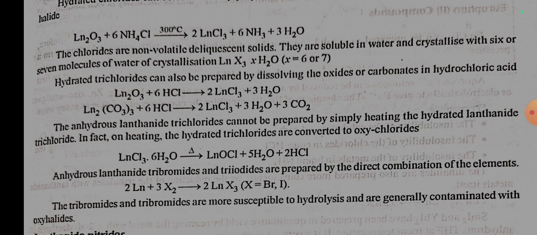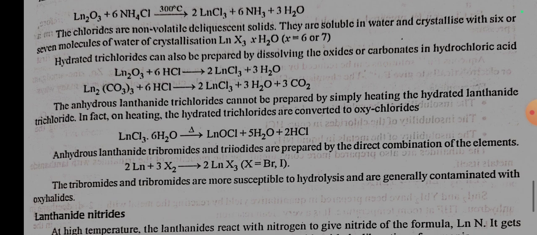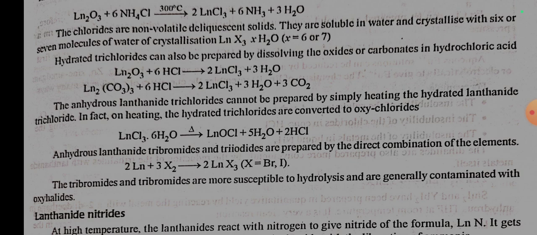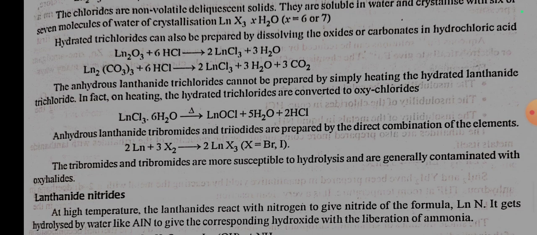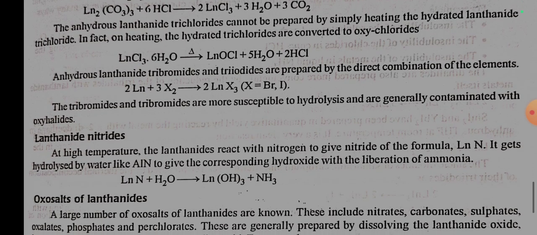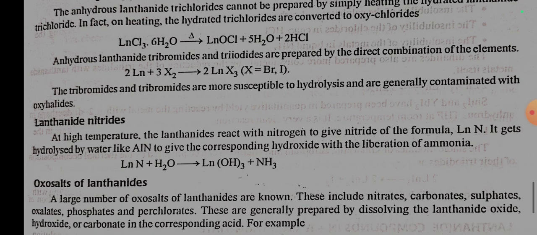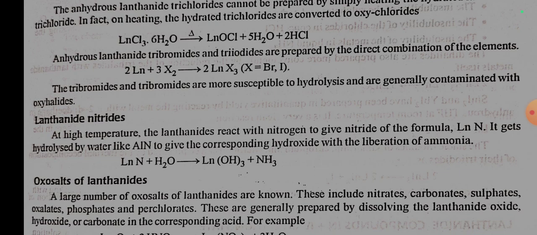They are soluble in water and crystallize with 6 or 7 molecules of water of crystallization, LnX3.xH2O, where x equals 6 or 7. Hydrated trichlorides can also be prepared by dissolving the oxides or carbonates in hydrochloric acid. Ln2O3 plus 6HCl gives 2LnCl3 plus 3H2O. The anhydrous lanthanide trichlorides cannot be prepared by simply heating the hydrated lanthanide trichloride. In fact, on heating, the hydrated trichlorides are converted to oxychlorides. LnCl3.6H2O on heating gives LnOCl plus 5H2O plus 2HCl.